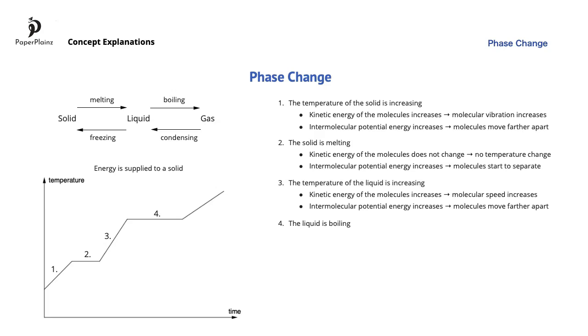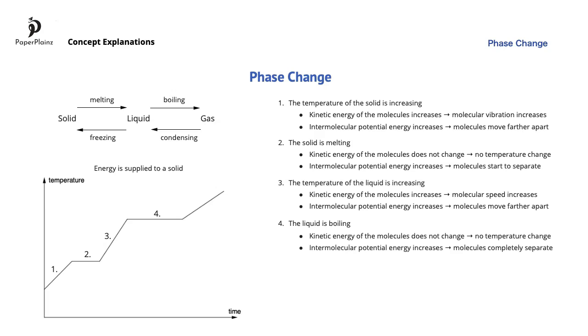Here, the liquid is boiling. Once more, there is no change in kinetic energy, so no change in temperature. The graph is horizontal. All the energy goes towards increasing intermolecular potential energy, and as a result, molecules completely separate from each other, so intermolecular forces become insignificant. We'll discuss this further when we learn about ideal gases.